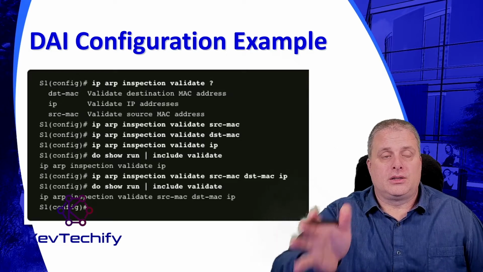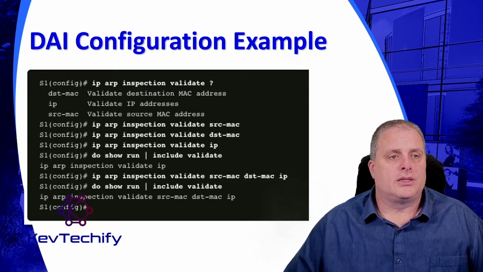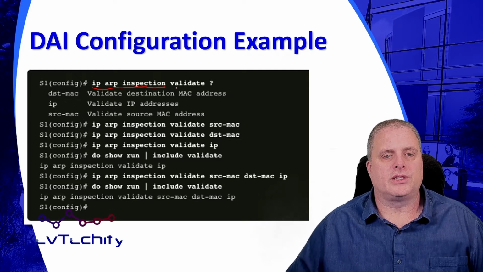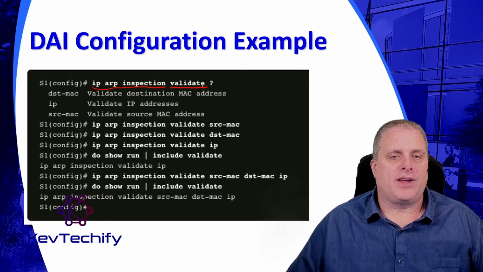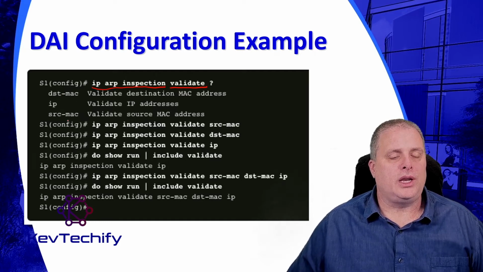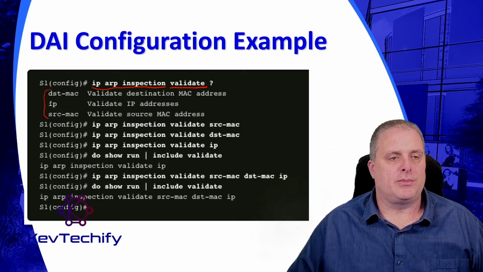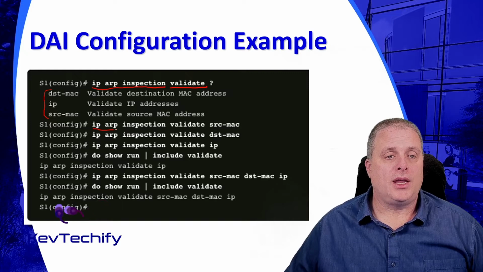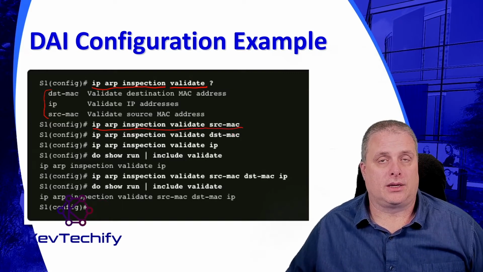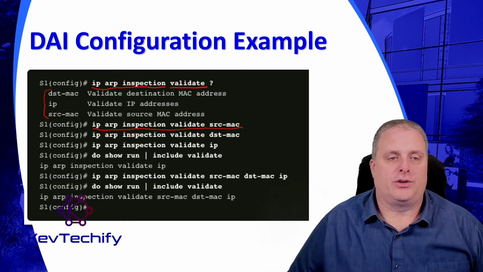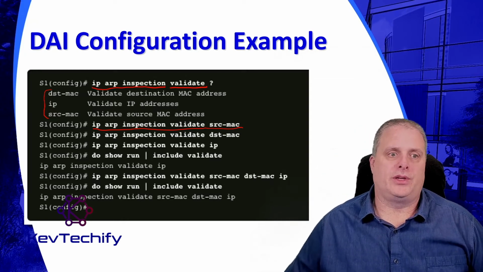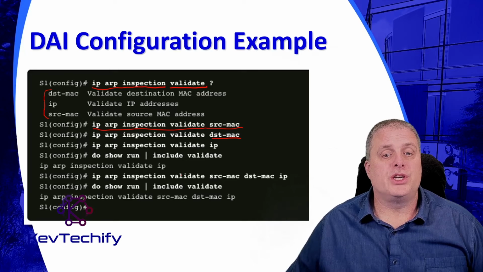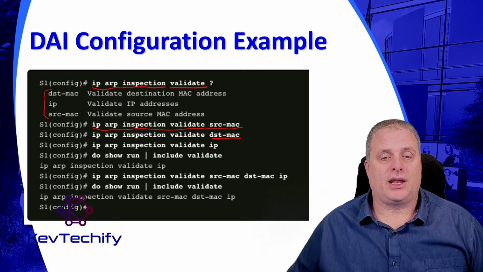To configure Dynamic ARP Inspection, from global configuration mode, type in IP ARP Inspection, and then we're going to set our validation parameters. Here we typed in validate and put a space and question mark, and we can see that we have 3 different options: destination MAC, IP, and source MAC. Now, to enter this from global configuration mode, we type in IP ARP Inspection validate source MAC. That's if we only want to do source MAC address. If we want to do destination MAC addresses, we type in IP ARP Inspection validate destination MAC. If we want to do just IP addresses, IP ARP Inspection validate IP.